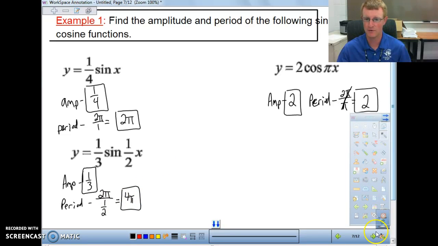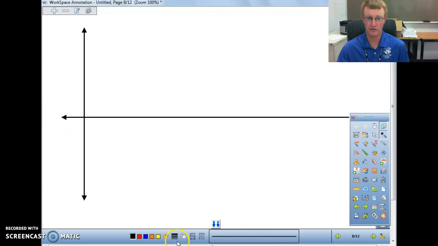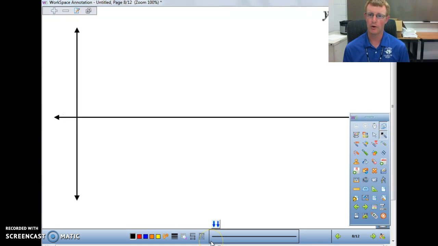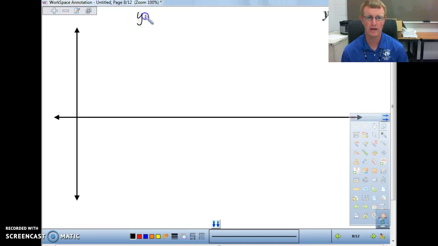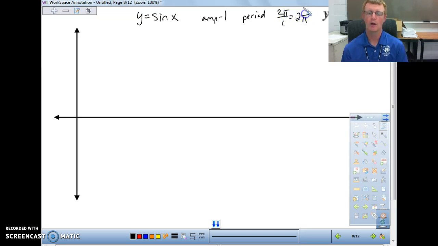Let's start getting into the graphing. This is basically what our section is about, the beginnings of graphing. So let's talk about a sine graph first. We're going to just do generic sine graphs to start, because you need to understand how this works. If we just take y equals sine of x, it is going to have an amplitude of 1, and a period of 2 pi divided by 1, which is just 2 pi.